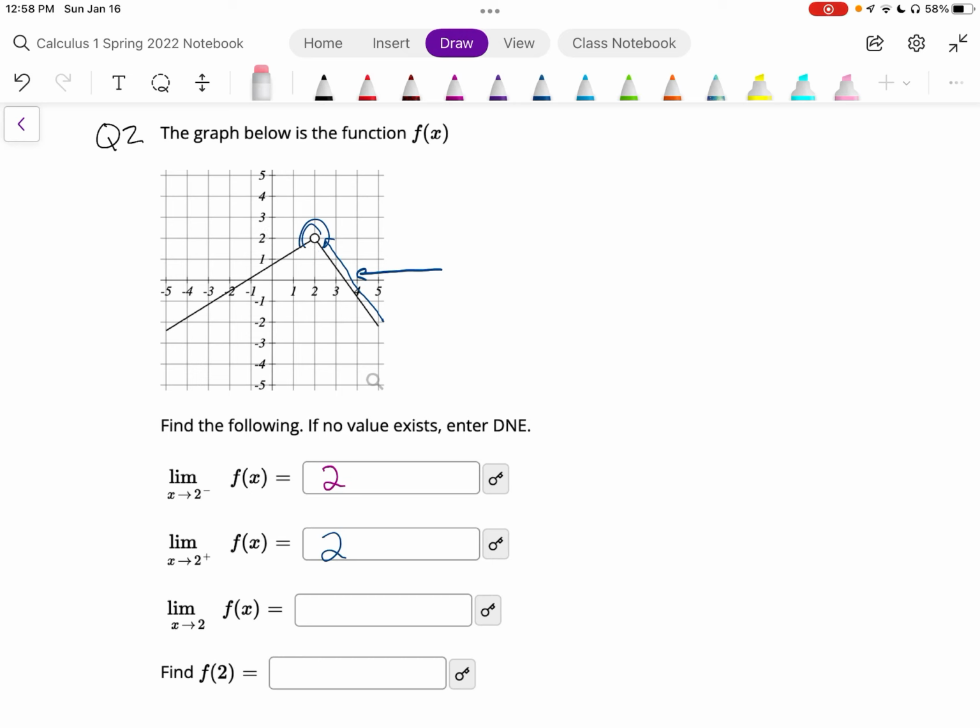So that means, according to what we said before, the definition of a limit, if we come in from the left and the right and approach the exact same thing, then the limit as x approaches 2 is 2.